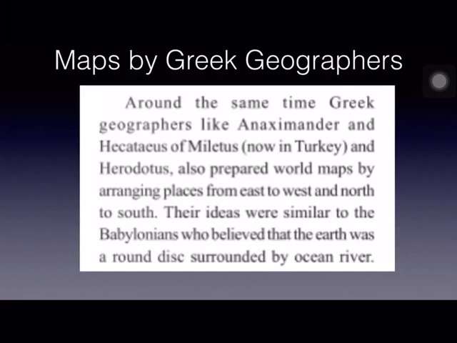Just like Babylonians, these Greek geographers also believed that the earth was a round disk surrounded by ocean. And they also placed Greece in the middle of the map, just like the Babylonians placed Babylonia in the center of the map. And they divided the world into 3 continents.